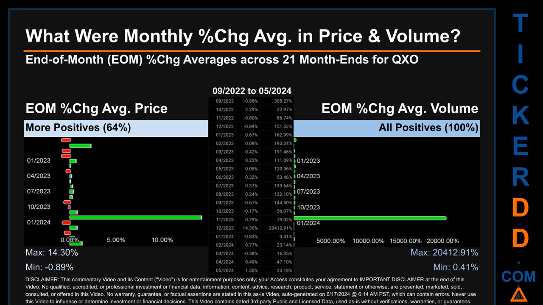Price saw an end-of-month max of 14.30% in average percentage change, along with a minimum of -0.89%. For volume, the maximum and the minimum monthly percentage change were respectively 20,412.91% and 0.41%.